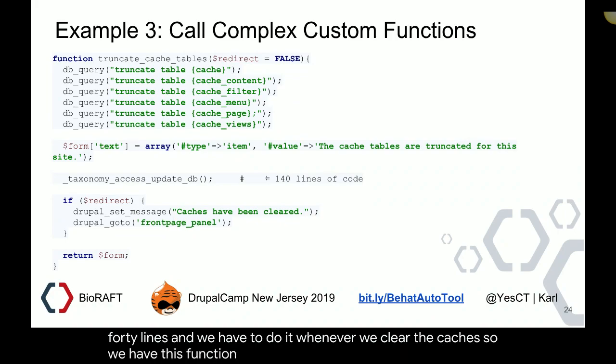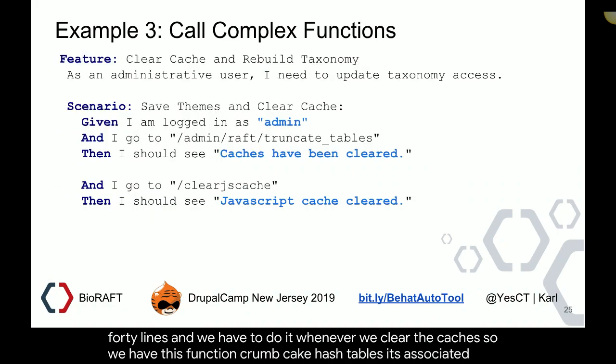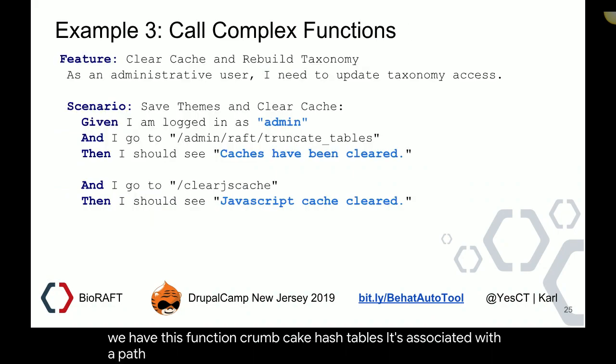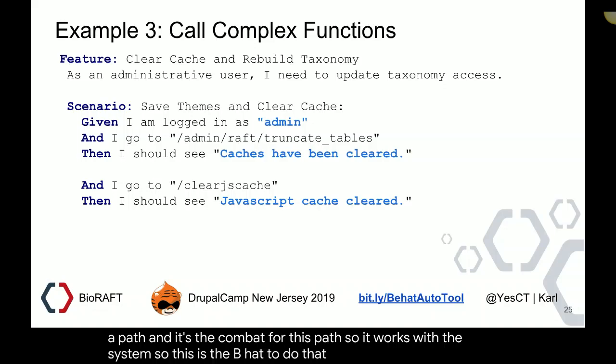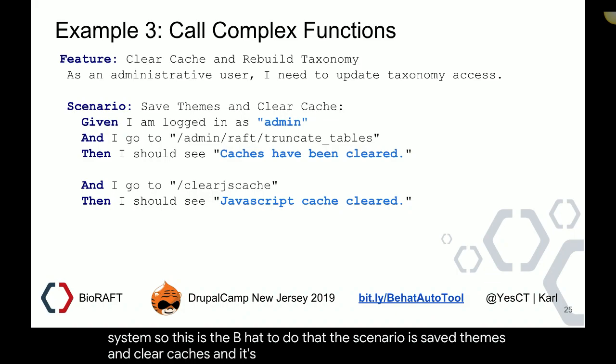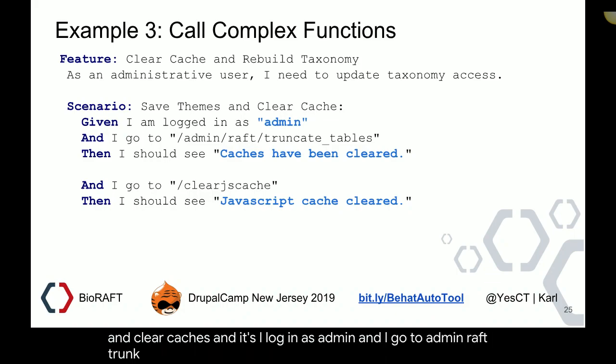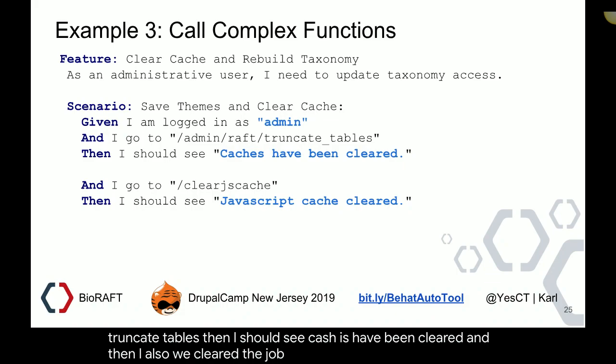So we have this function, truncate cache tables. It's associated with a path, and it's the callback for this path. So it works with the system. So this is the Behat to do that. The scenario is save themes and clear caches, and it's I log in as admin, and I go to admin raft truncate tables. Then I should see caches have been cleared, and then we also clear the JavaScript cache.